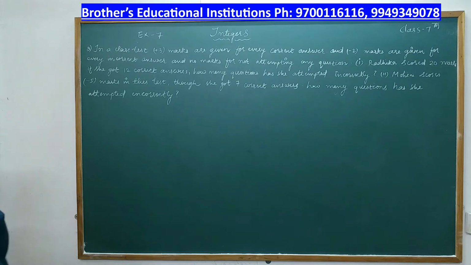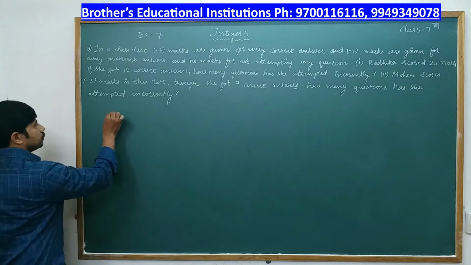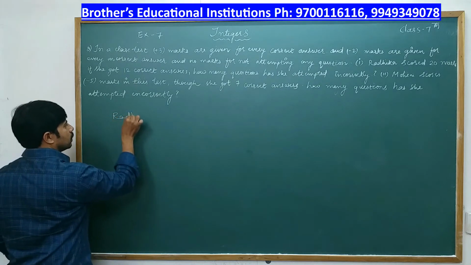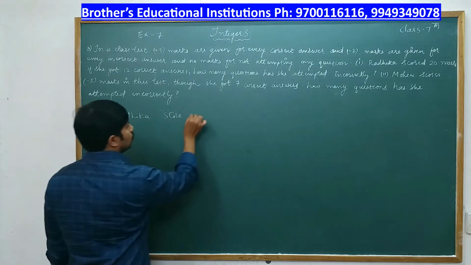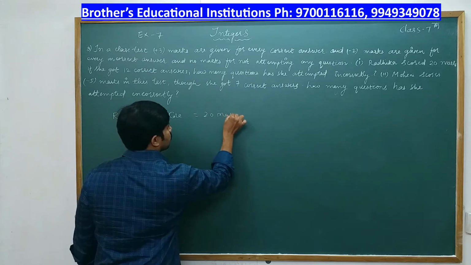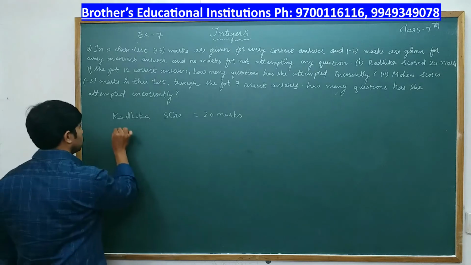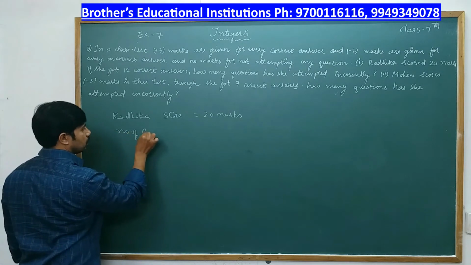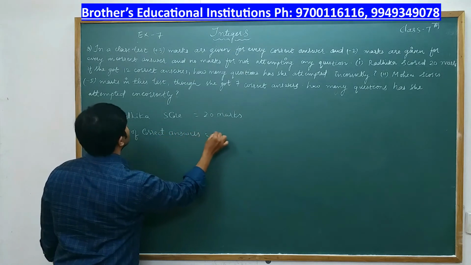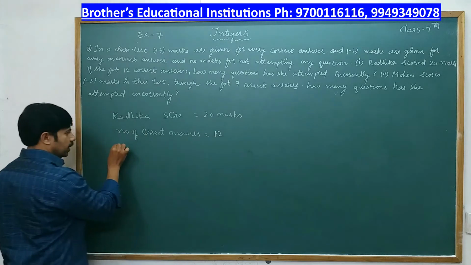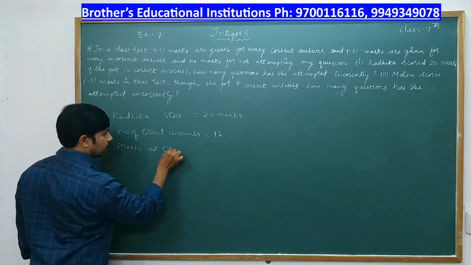So first we write Radhika's score. How many marks did she score? She scored 20 marks. Then she got 12 correct answers. So the number of correct answers is 12. Then we'll find out the marks for the correct answers.